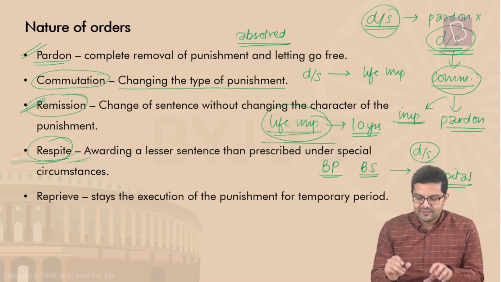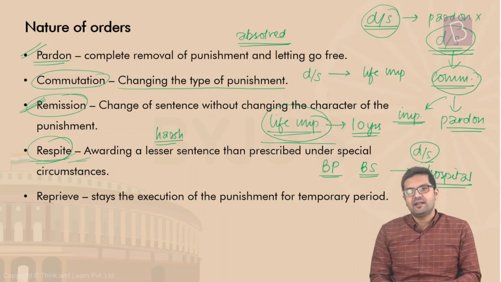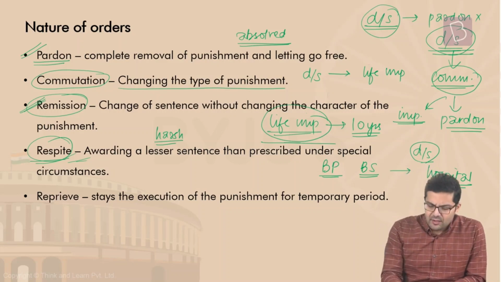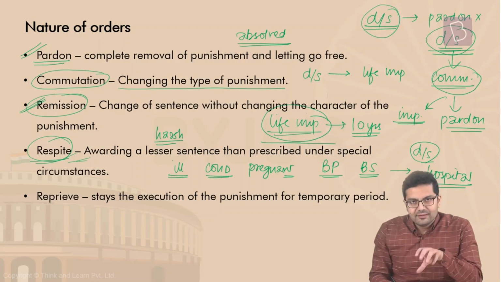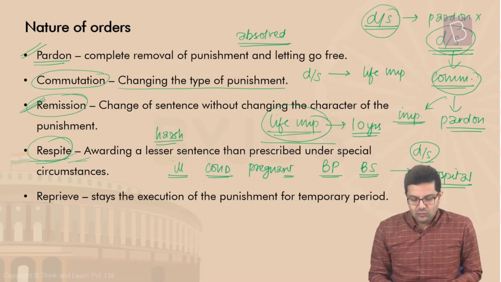You are awarded a lesser sentence, lesser in the sense of harshness, because of some special circumstance. Meaning, let's say a person becomes ill in jail, or because of COVID, let's say a pregnant woman, let's say you contract TB, pneumonia, whatnot. In this circumstance, you may not be able to go through your punishment. So you are awarded a lenient sentence, a less harsh sentence, under some special circumstance.